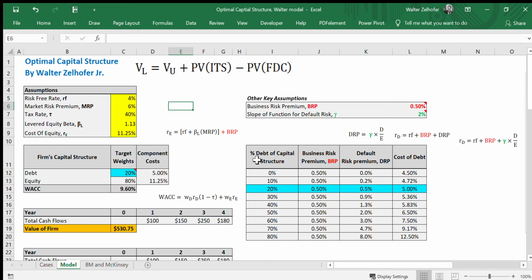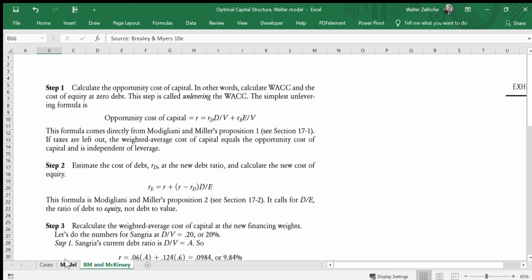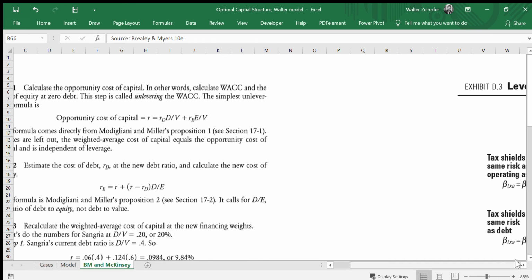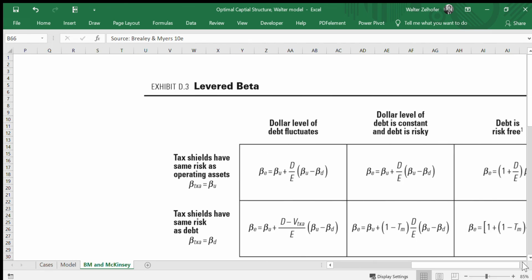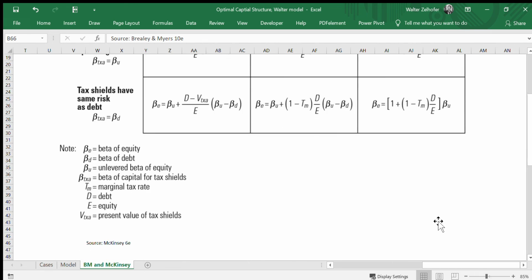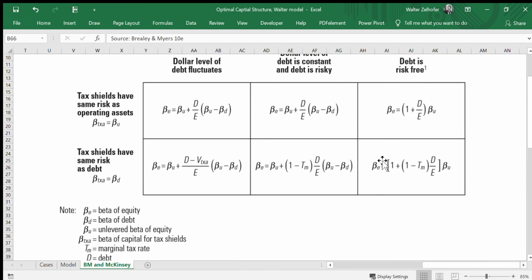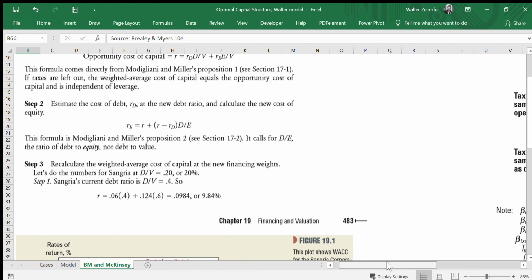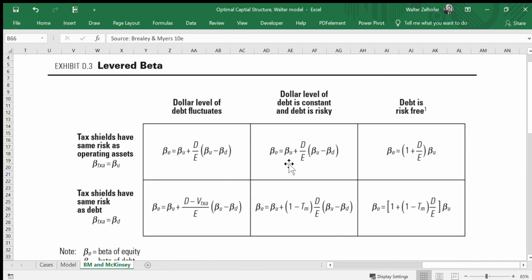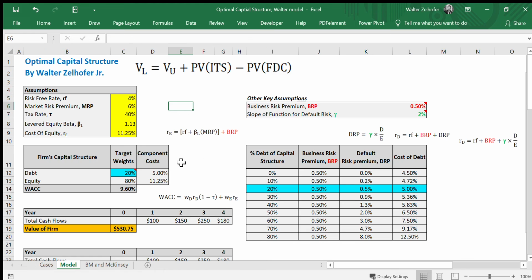So how can we accomplish this, and what is the correct way to unlever and relever beta? Look at these formulas from the McKinsey textbook on valuation. This is from the 6th edition. We have 6 different formulas for relevering and unlevering the beta, and they say this is also called the practitioner's formula. This one is the one that is used in Myers. Let's see what we can do.